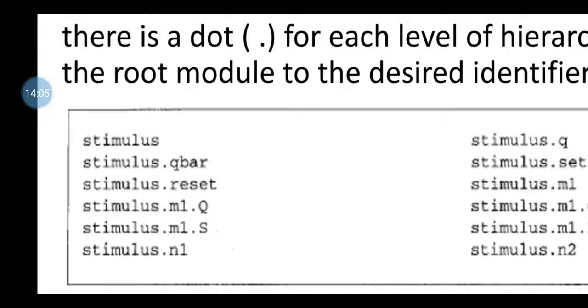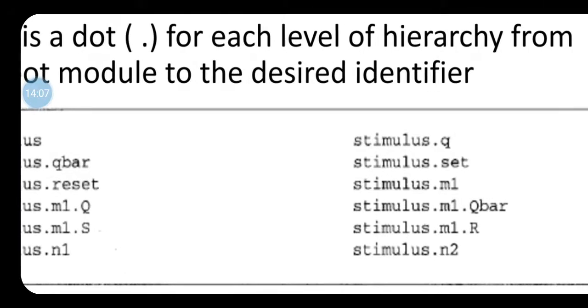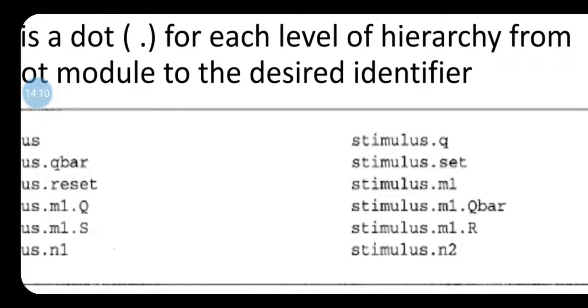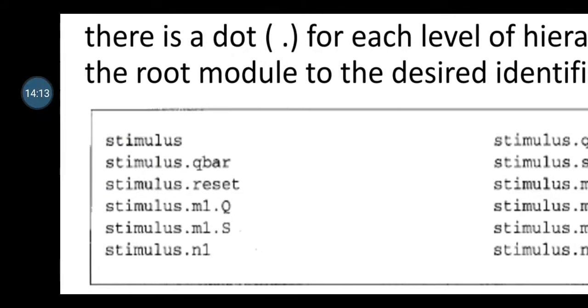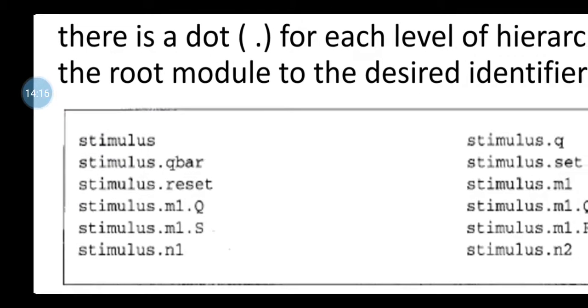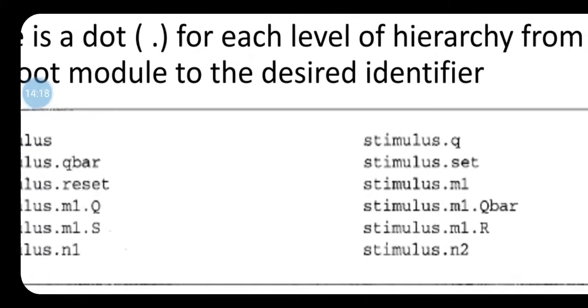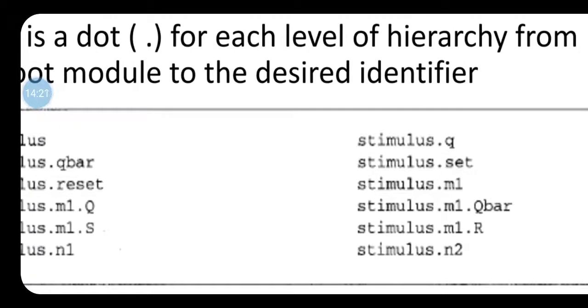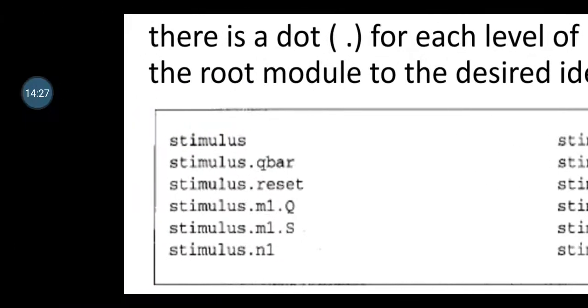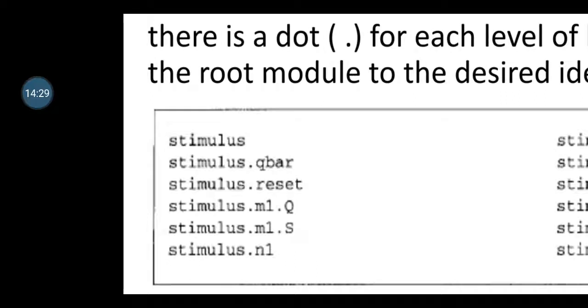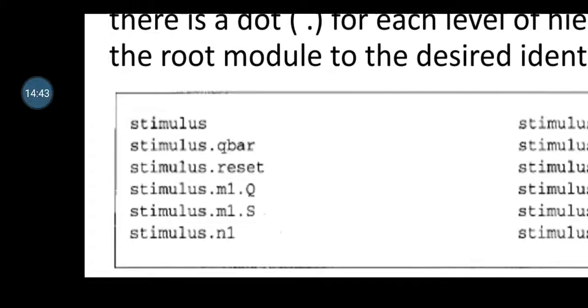Stimulus dot M1 dot S, stimulus dot M1 dot Q bar, stimulus dot M1 dot R, and next, whenever it is a gate declaration, we simply write stimulus dot N1 and stimulus dot N2, because Q bar, S and R are signals, whereas N1 and N2 are gates. So, the variables used under instantiation are used with a dot operator, followed by the name of the stimulus and the name of the instantiation. This is called hierarchical name referencing.